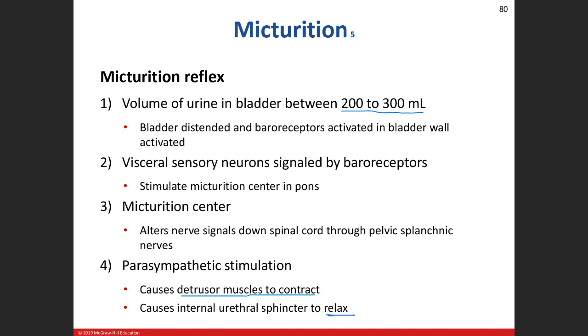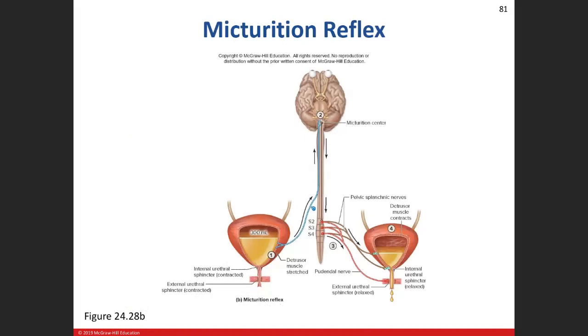But we're missing one other thing. We've got the external urethral sphincter. That is under the pudendal nerves here. The external urethral sphincter, the pudendal nerve, we need to relax that. When we do that, then you can actually go to the bathroom and pee. So that's what this picture here is showing us.